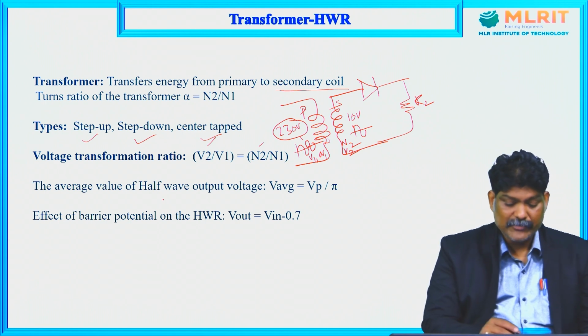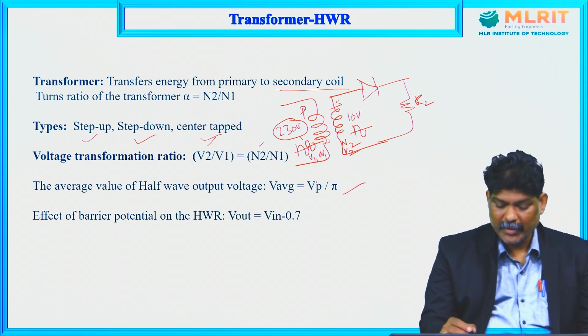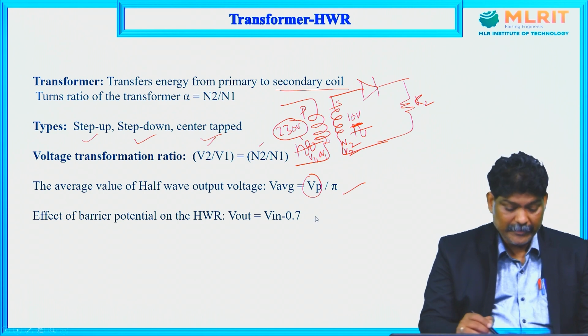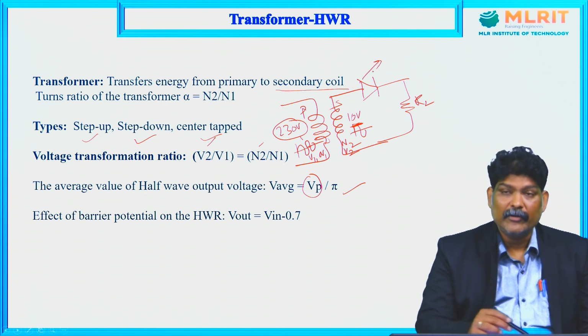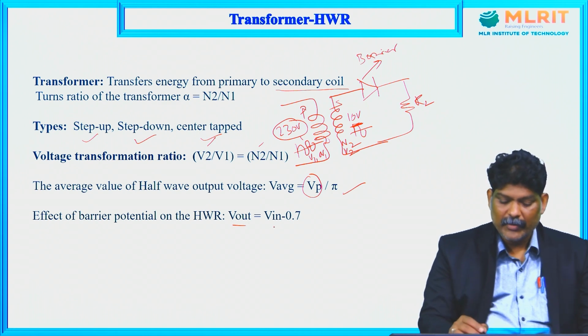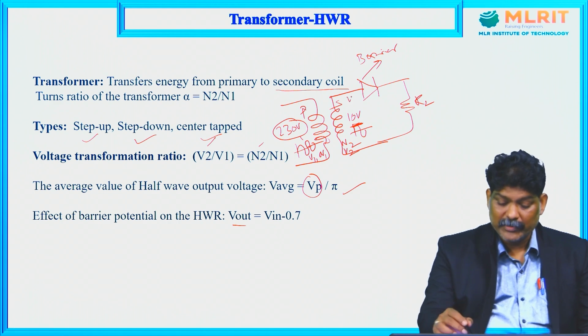So the average value of the half wave rectifier output voltage is Vm by pi, where Vp means peak voltage. And the effect of barrier potential: we have a diode here, so it has got a barrier potential or cut-in voltage, and that is given by V out is equal to whatever the input voltage V in minus 0.7 volts.